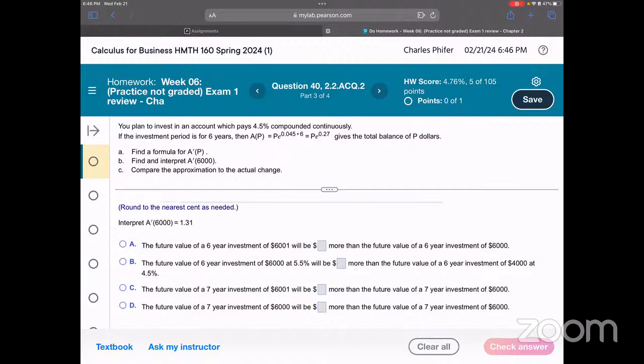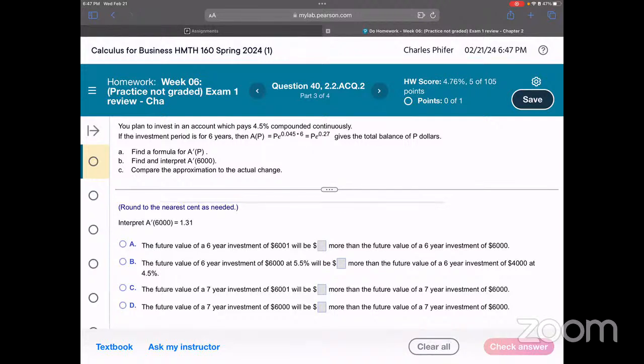All right. The rate of change. Let's see. dy/dx. So the rate of change of the future amount based on the initial investment. This is the rate of change of the future amount given that the initial investment is $6,000. The future value of a 6-year investment of $6,000 is 4.5%.